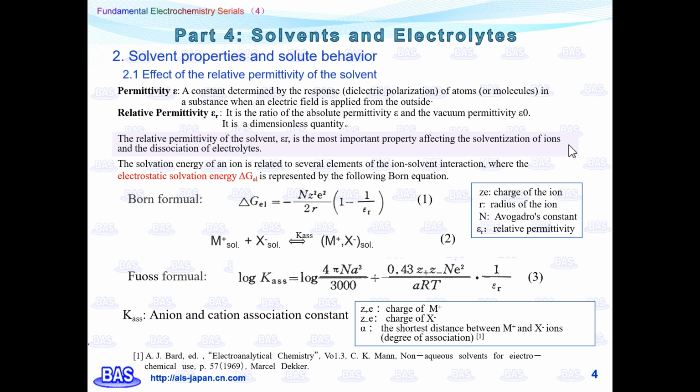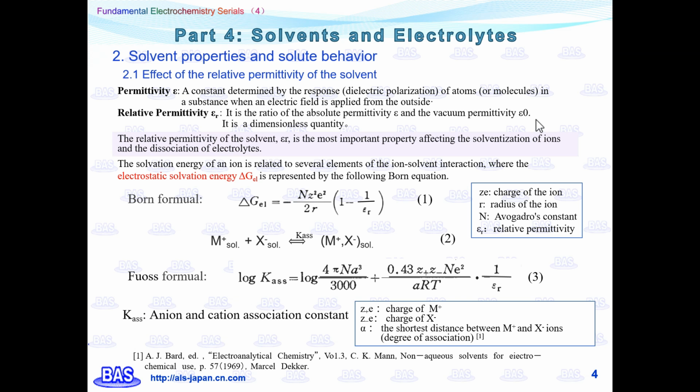Before discussing solvents for electrode reactions, let's review the physical quantities of permittivity and relative permittivity. Permittivity epsilon is a constant determined by the response produced by atoms in a substance when an electric field is applied from outside. The relative permittivity epsilon r is the ratio of the permittivity of a medium to the permittivity of a vacuum. It is a dimensionless quantity.